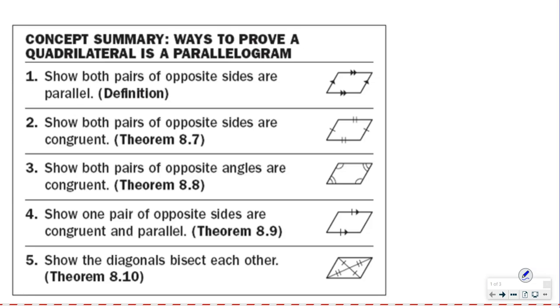So first there's the definition: show that both pairs of opposite sides are parallel. Number 2 is show both pairs of opposite sides are congruent. That's theorem 8.7. 3 is show both pairs of opposite angles are congruent. That's 8.8. And then show one pair of opposite sides are congruent and parallel. That's 8.9. And then show diagonals bisect each other. That's 8.10.